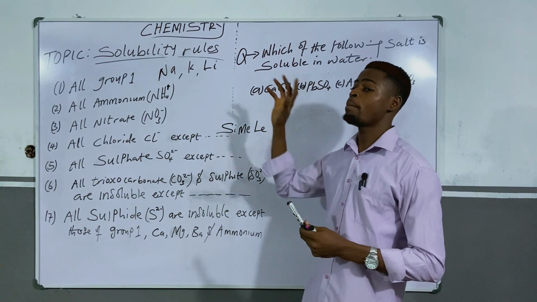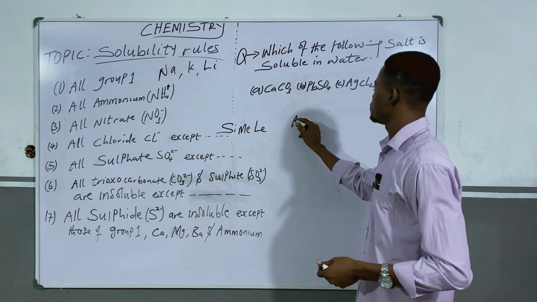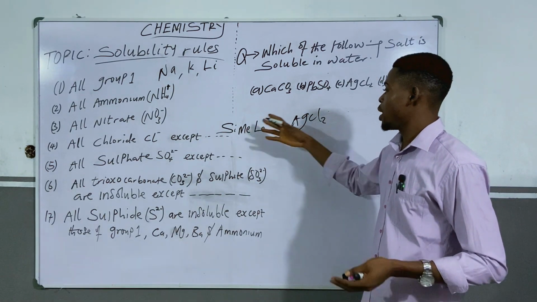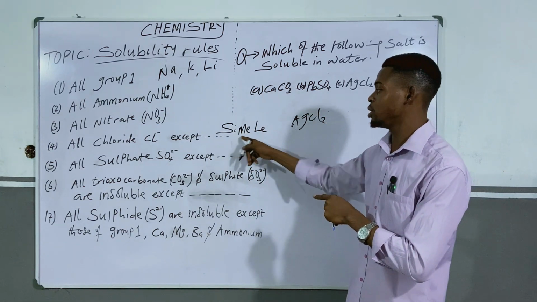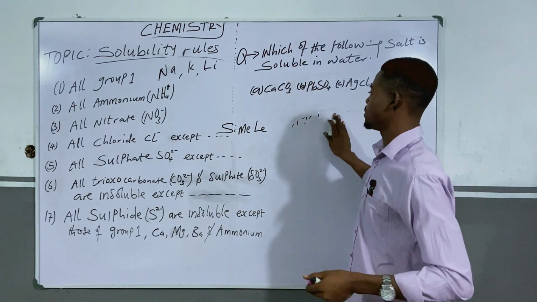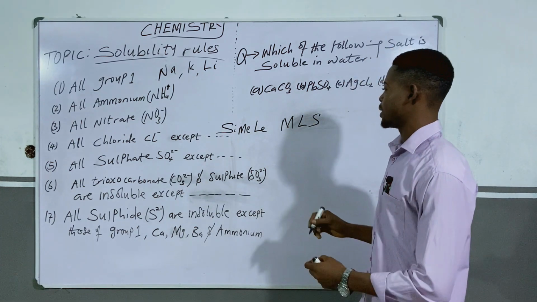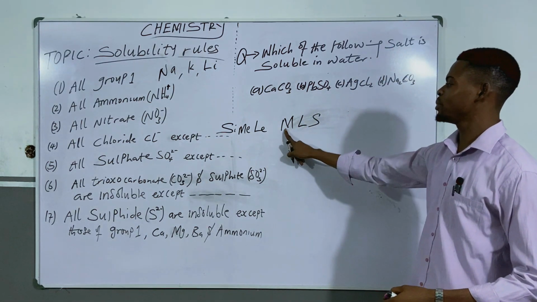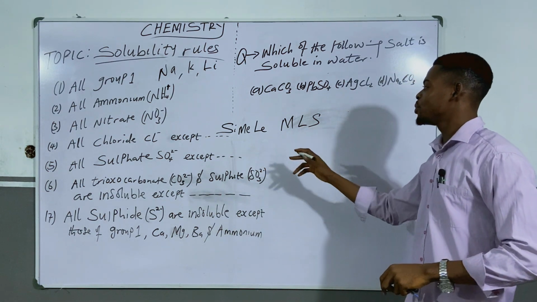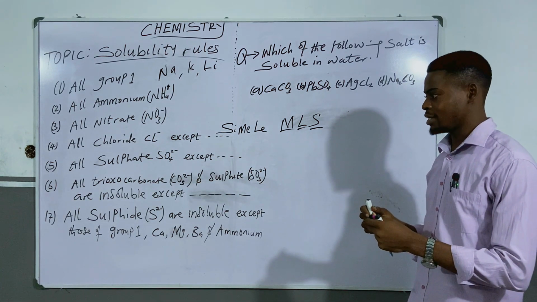So all other chlorides are soluble, meaning that silver chloride is insoluble in water. Any chloride of these elements is insoluble. You can use MLS to remember this. That is medical laboratory science, which stands for mercury, lead, and silver. So all compounds of chlorine are soluble except those of mercury, lead, and silver.